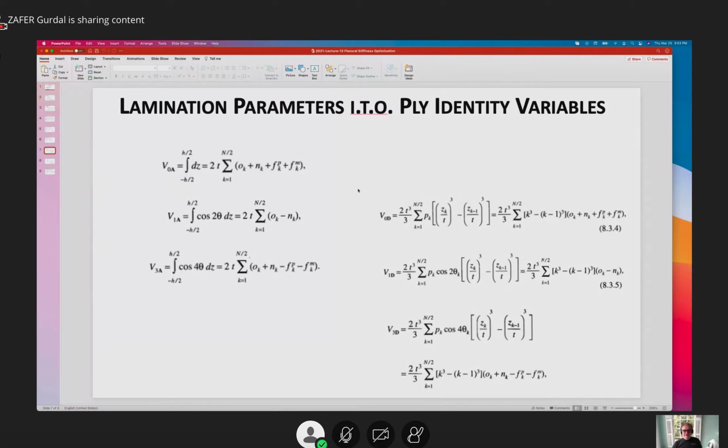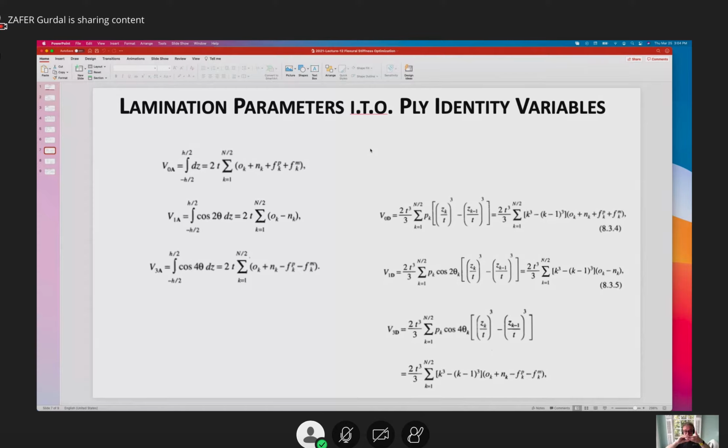If we express them in terms of what we call ply identity or stack identity variables, these are binary variables, zeros or ones, and they show whether a given ply is a zero or a 45 or a minus 45 or a 90 degree ply. So there are basically four binary variables for each ply in your laminate. Assuming a constant thickness laminate, we know the total number of layers, but we don't know how these layers distribute between zeros and 45s and 90s. They can be mixed in different places. And that makes a big difference for the D matrix, okay?